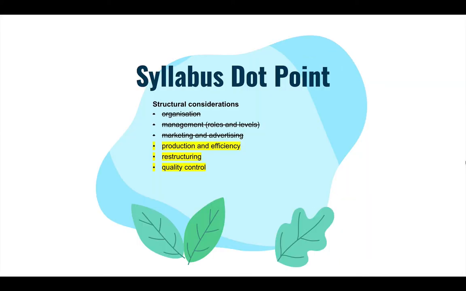Today we're going to cover the last three sub-dot points of structural considerations in terms of an industry. The first one is production and efficiency, then we're going to have a quick look at restructuring, and then we're going to look at quality control.